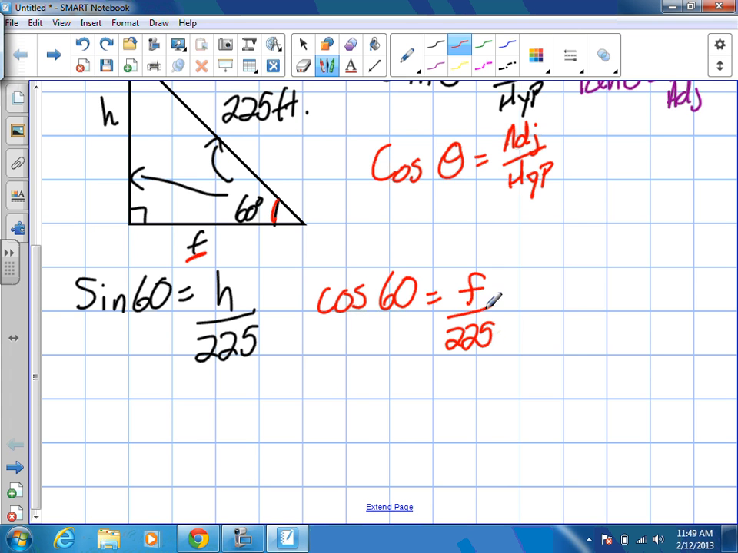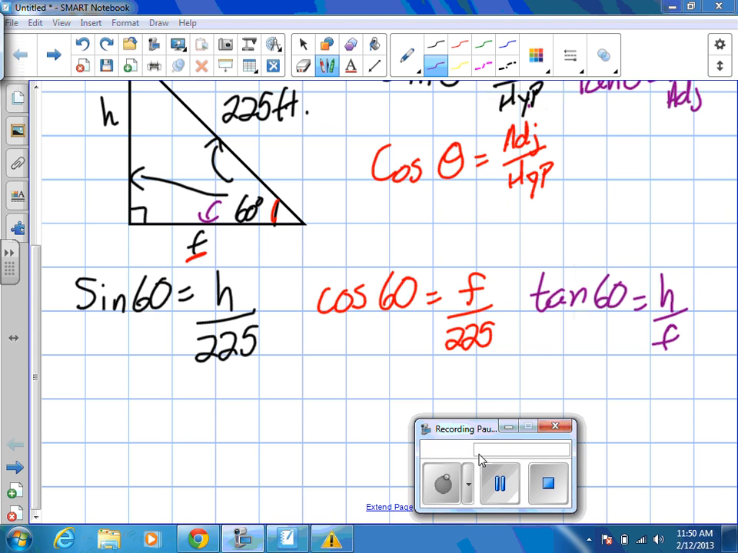And then we're going to set up tangent 60. Tangent 60 is equal to what's the opposite? H, that's right. And what's the adjacent? It's not 225. It's f. Because it's the adjacent side. We're not talking about hypotenuse with tangent. Okay?